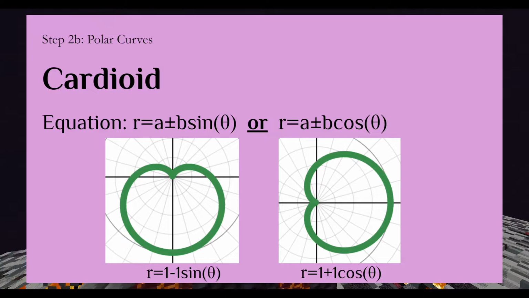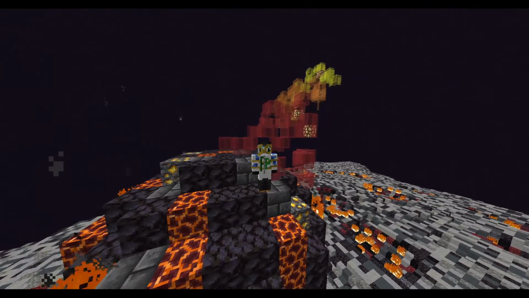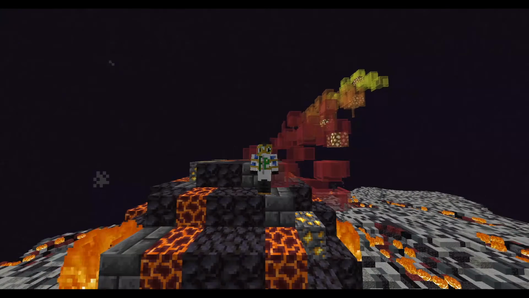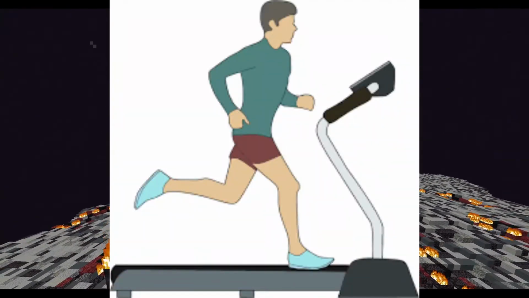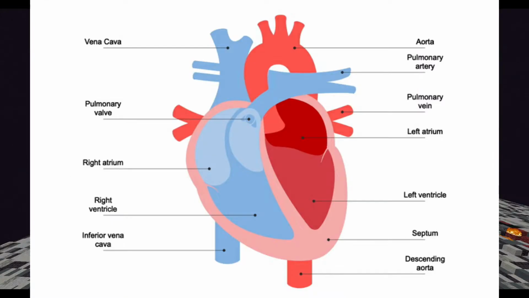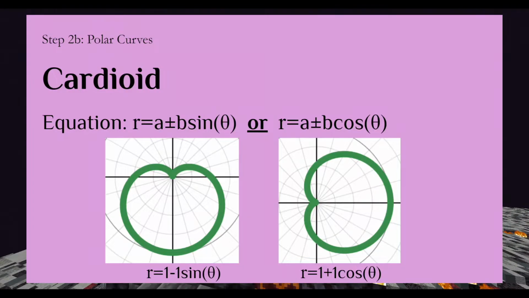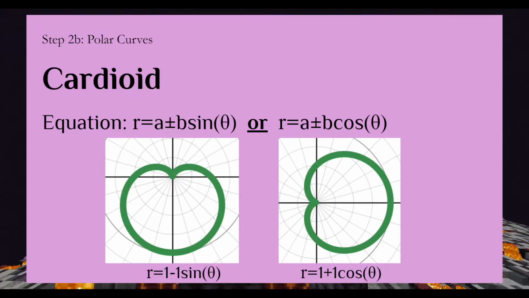Fun fact, the cardioid specifically was called that because it looks like a heart, and terms like cardio or the cardiovascular system relate to the heart. If you're doing cardio exercise, you are exercising your heart, and your cardiovascular system includes the heart. Cool, huh?